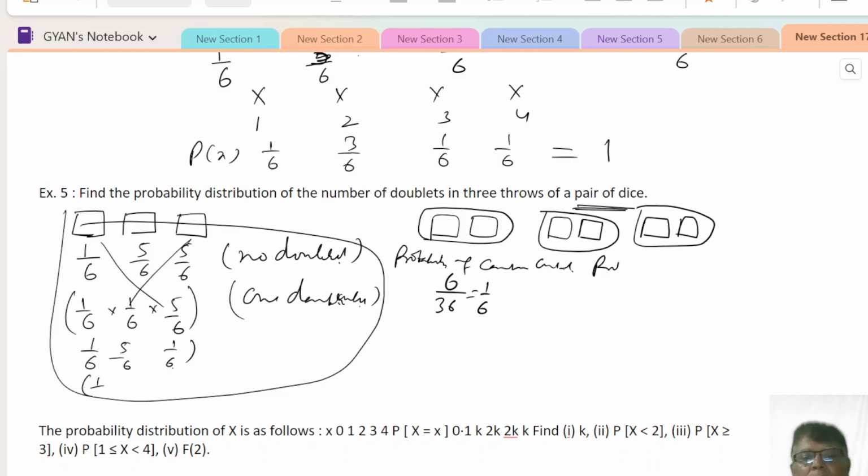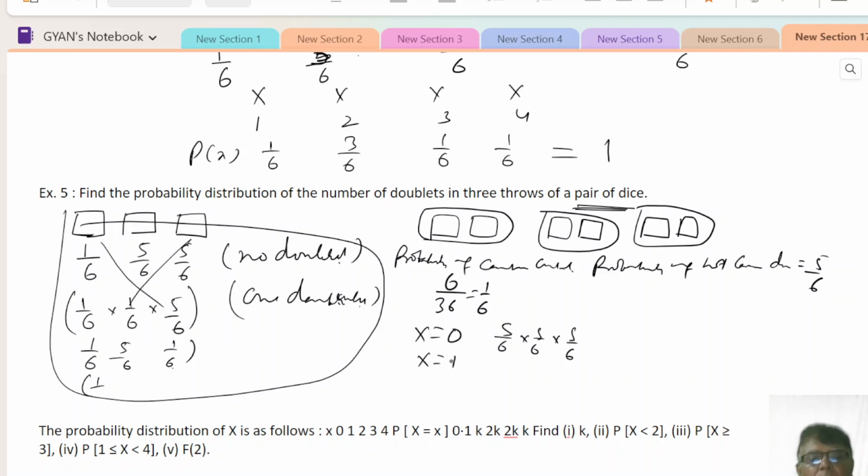And the probability of not coming a doublet is equal to 5 by 6. So here also for no doublet, x is equal to 0. So this will be 5 by 6 into 5 by 6 into 5 by 6.